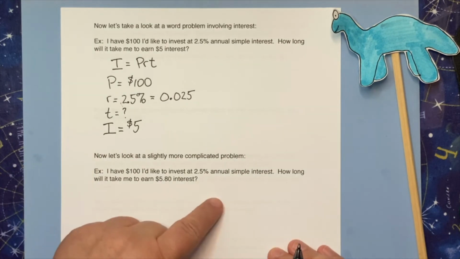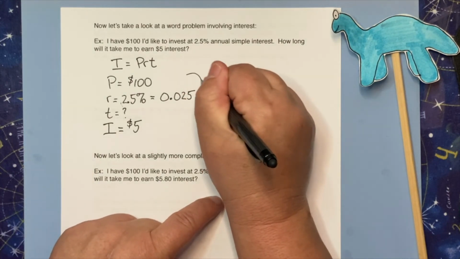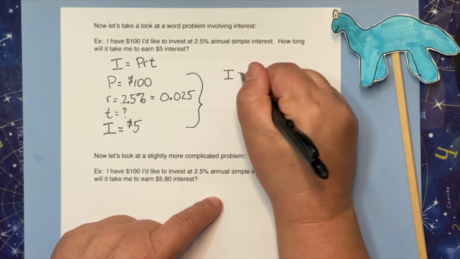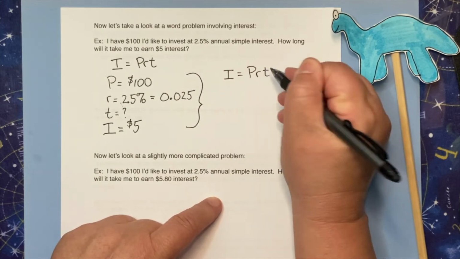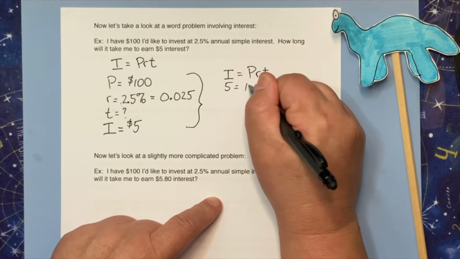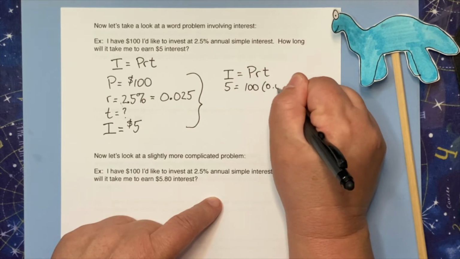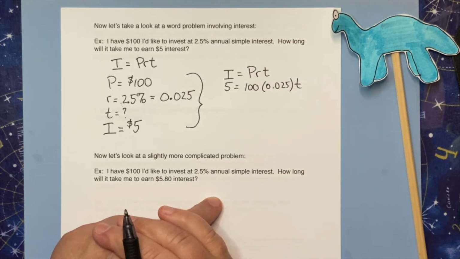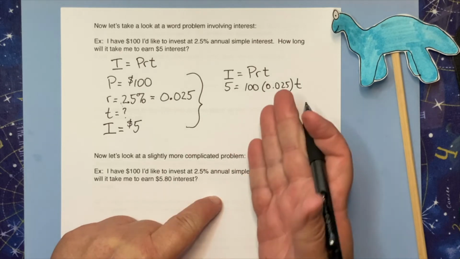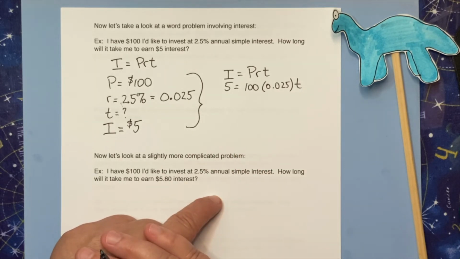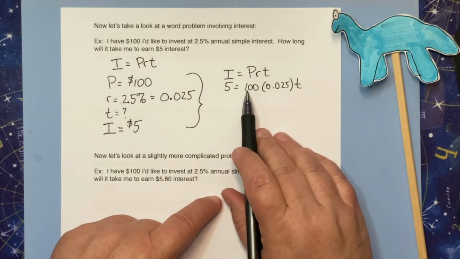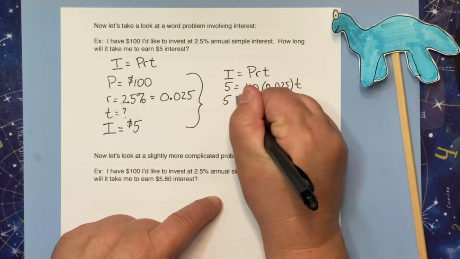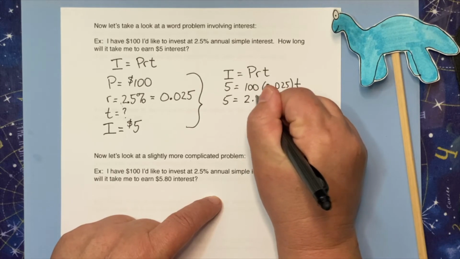So let's put this all together. If I take all of this together, I end up with I equals PRT, so 5 equals 100 times 0.025 times T. So that's my formula. I've got an equation. I've got a variable. I can solve for the variable. First thing I'm going to do is take 100 times the 0.025. Turns out that's going to be 2.5.